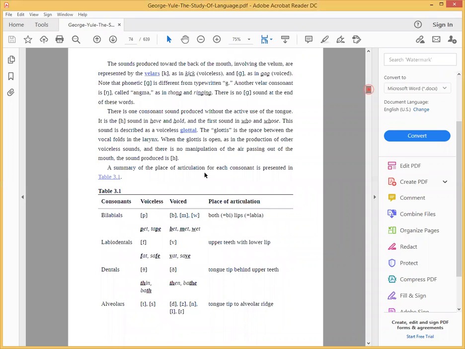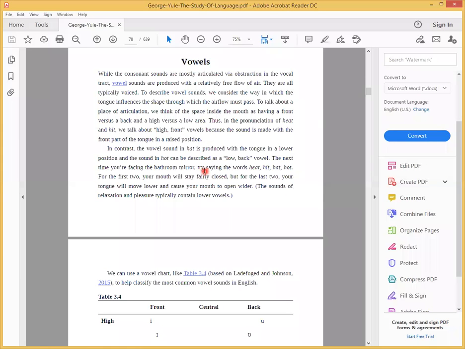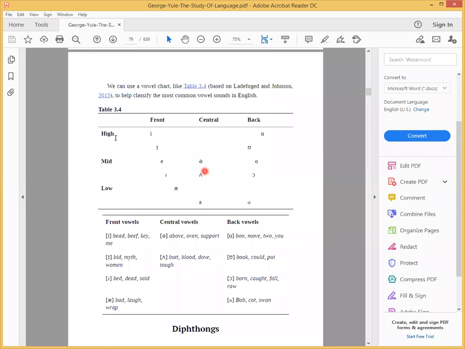So for example, we have high, mid and low vowels, and then we have front, central and back vowels.